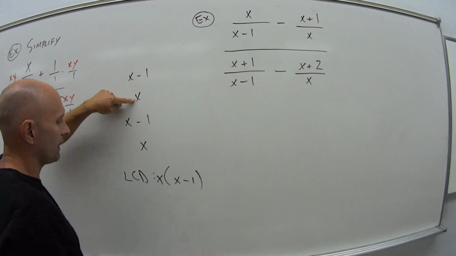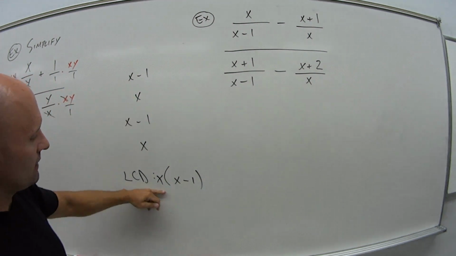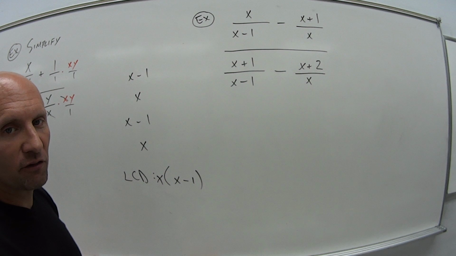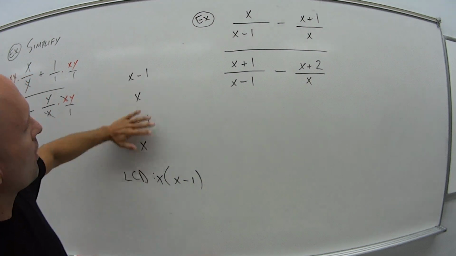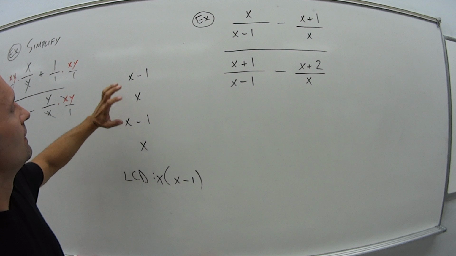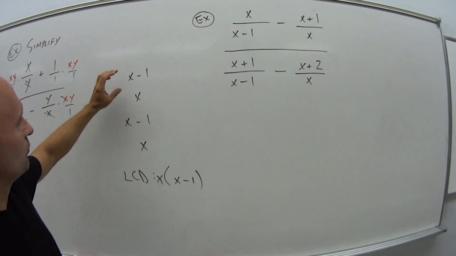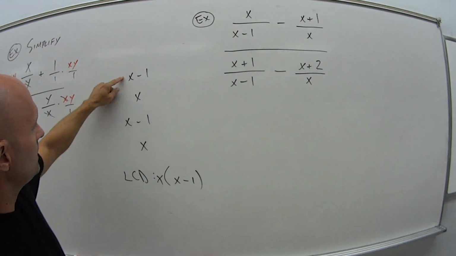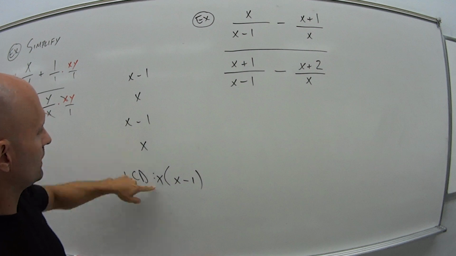I need 1 in my LCD. So the LCD is x times x minus 1. You could have multiplied all these together, but it would have been a big mess because we only have 1x minus 1 that we need, and we only have 1x that we need.